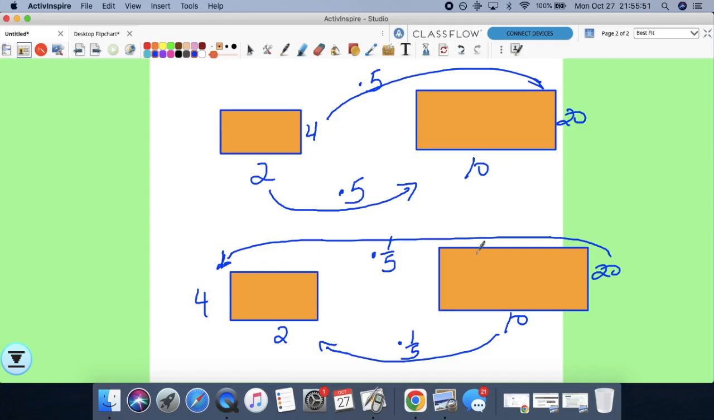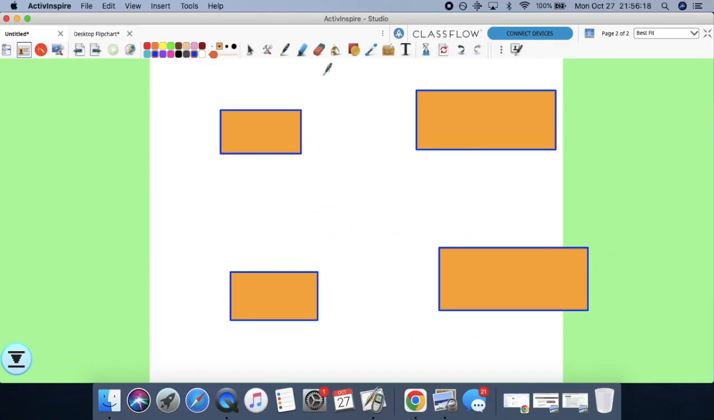If you had 20 bucks and I said, give me 1/5 of your money, you would give me $4. If you had $10 and I said, give me 1/5 of your money, you would give me $2. So it's the same way. I need you to really think about reciprocals today, okay? And that's very easy because once you know the number going in one direction, you know that the other direction is going to be its reciprocal, okay?